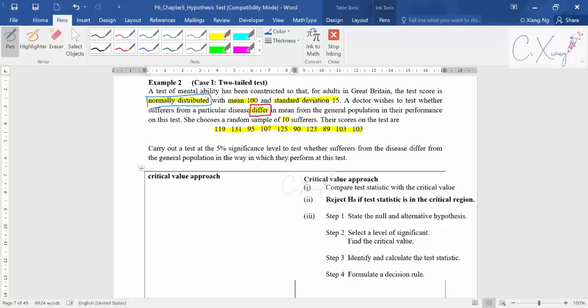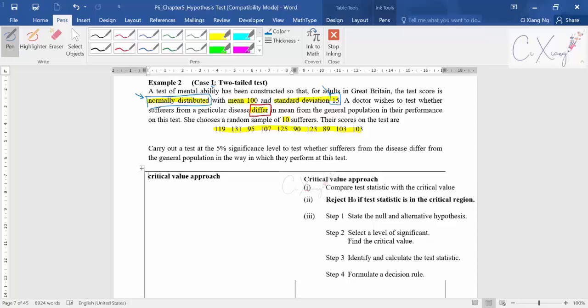Then I will also highlight this word for you, "normally distributed". That means the population is normal. After that, what else? You have the standard deviation 15, and that means the population variance is known. So that's why it belongs to case number 1. All these are small details that you can look for before you decide whether it is case 1, case 2, or case 3.